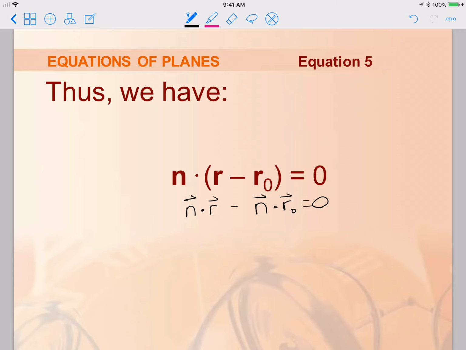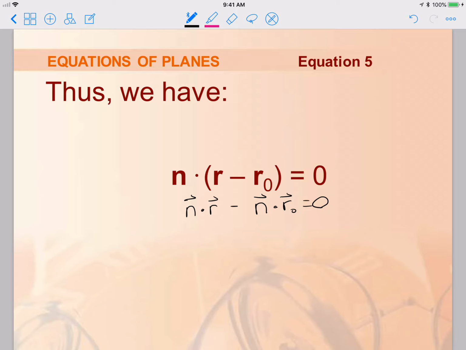This is one version, and this is another version. This is our equation 5, and this is equation 6. Here, R naught is known, and n is known. And what's unknown? R. Those are called the vector equation.